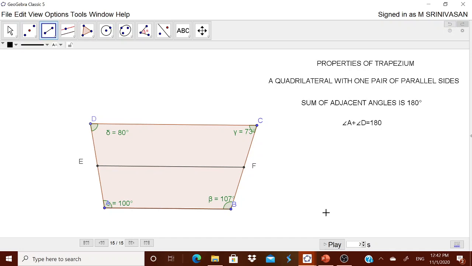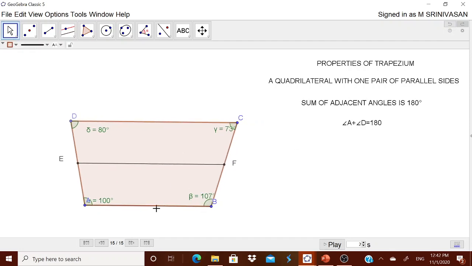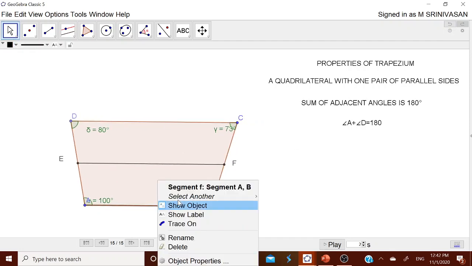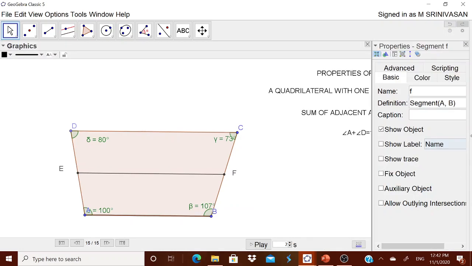Okay, now what is the next property? The length of this mid segment has some property. For that you want to show the length of the mid segment. Therefore, get the length of all the segments. Segment AB: go to the object properties and then name and value. Again touch segment EF, show label, name and value. Again touch it and then name and value.